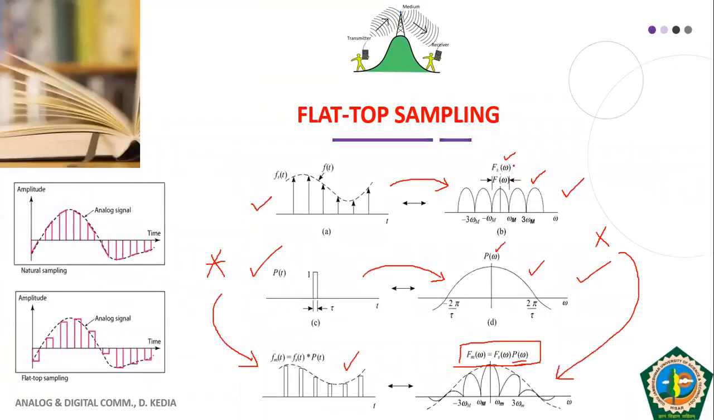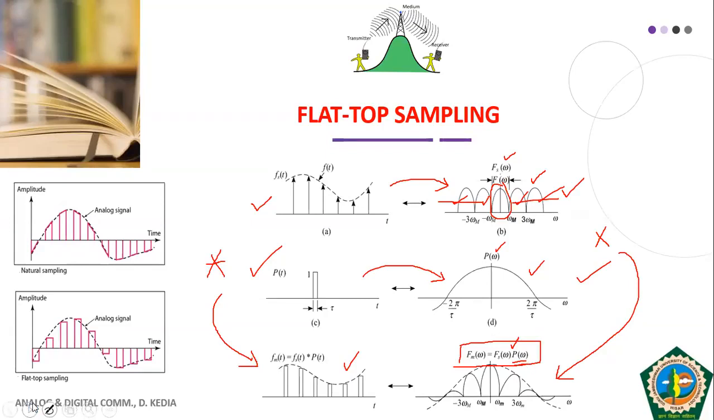See, in this Fs omega, we have the original signal, and there are harmonics of that signal. Fine. So when you pass your PAM signal, that is your Fs omega into P omega, through the low pass filter, then this original signal will be obtained, and these side lobes, or you can say harmonics part, will be removed. But this original signal is distorted due to P omega.